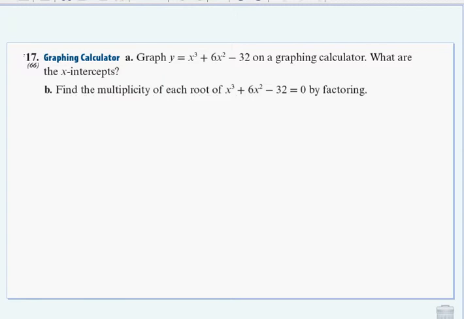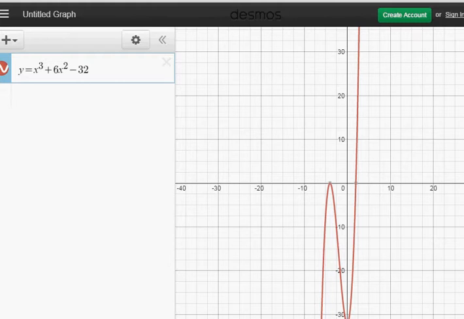So for number 17, when it said use a graphing calculator, I decided to use Desmos because I find that one is so much easier, and I have to look for the x-intercepts, so I can just go right to it. So I actually plugged it in advance. You should plug it into your phone or your iPad, whatever you're using, or your PC. Here is what I got.